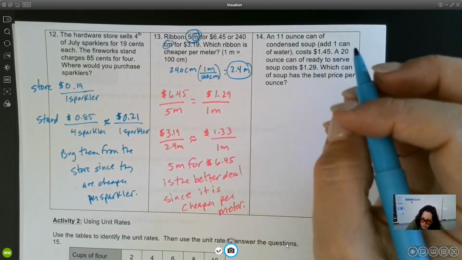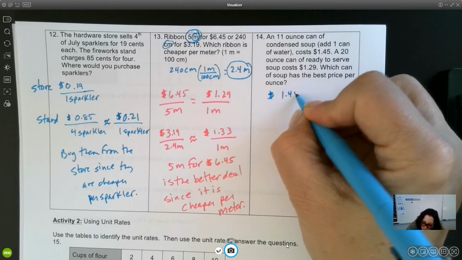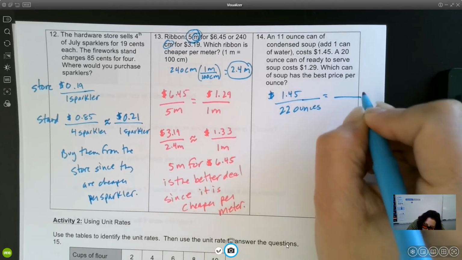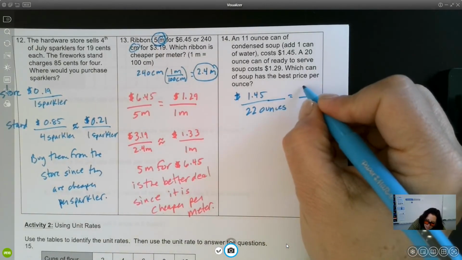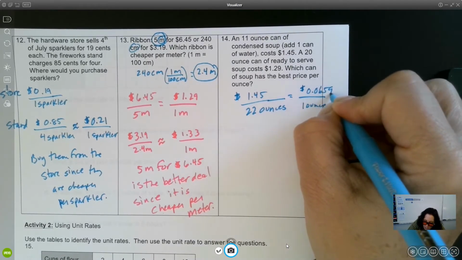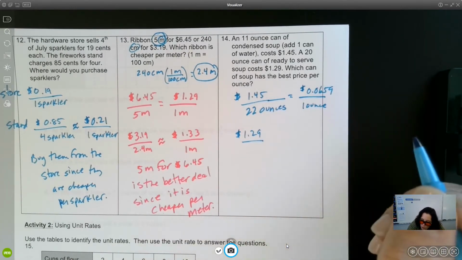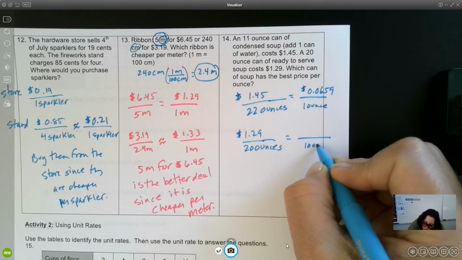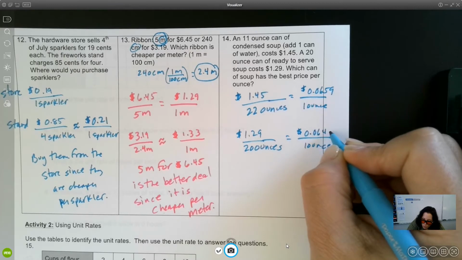All right, so we've got $1.45 for 22 ounces. And we need to see how much that is for 1 ounce. And that comes out to be, and I'm making this a very ugly number, but we need to carry out some digits to be able to compare, 0.659. Okay, and then we've got this $1.29 for 20 ounces. That's ready to go the way it is. For 1 ounce of this, it comes out to be 0.0645.